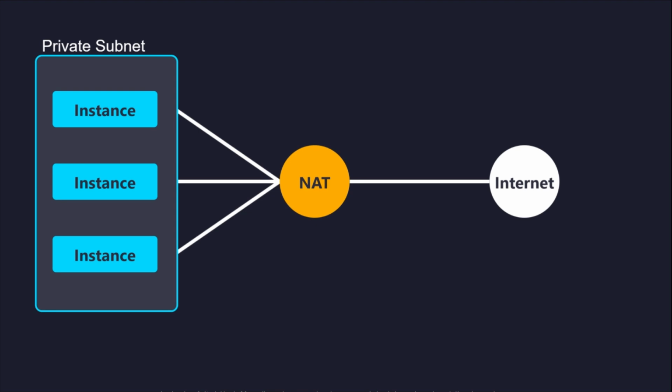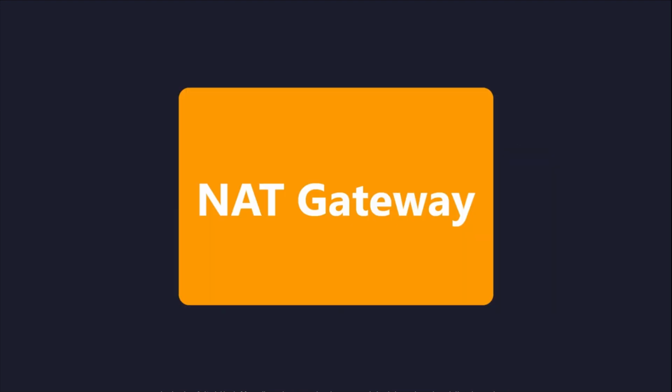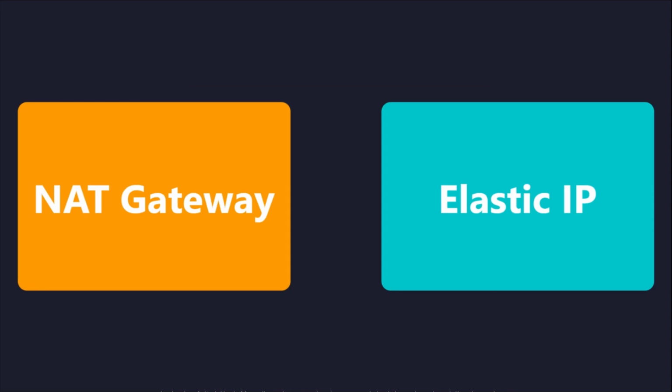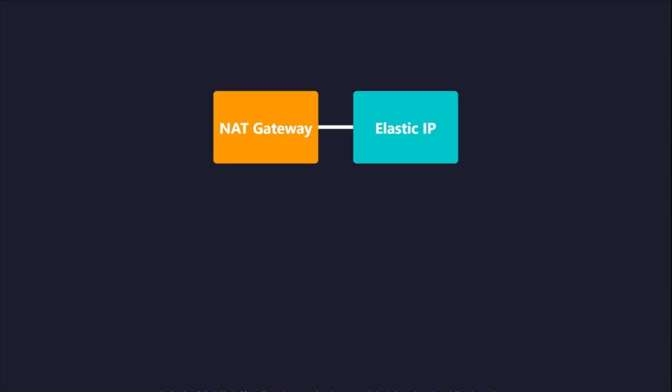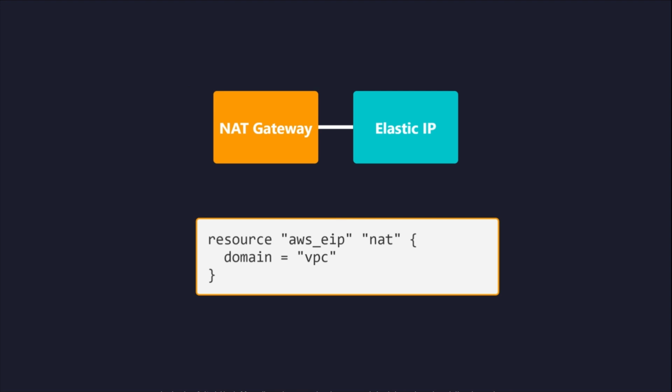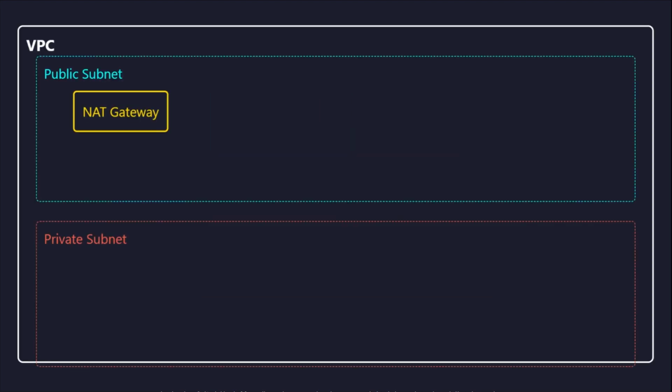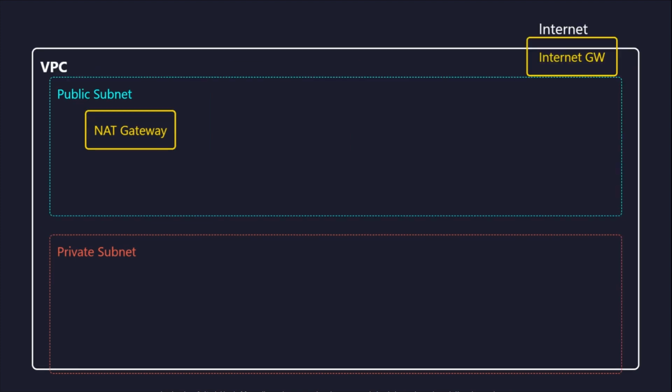Instances in private subnets require a Network Address Translation Gateway to download patches or access external application programming interfaces. It translates private source addresses to a single public address for outbound requests. A Network Address Translation Gateway requires a static Elastic Internet Protocol address. Declare an AWS EIP resource with the domain attribute set to Virtual Private Cloud to ensure the address is persistent across gateway restarts. Place the Network Address Translation Gateway within a public subnet.